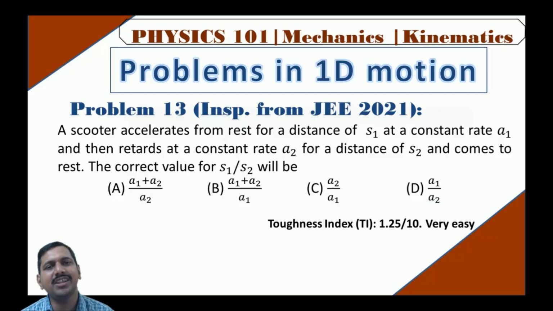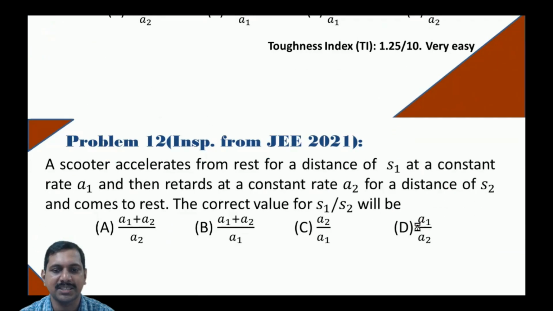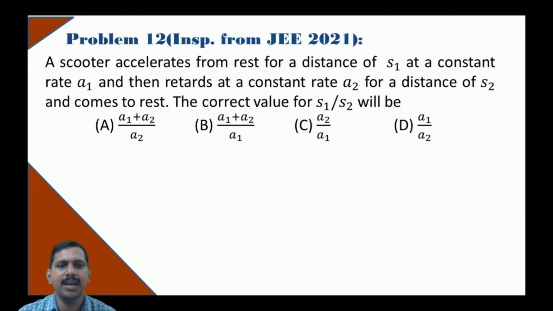Now let us see with the distance ratio, how much displacement has happened. So the question is the same as last one, but I've changed the distance here. A scooter accelerates from rest for a distance of s1 at a constant rate a1 and then retards at a constant rate a2 for a distance s2 and then comes to rest. The correct value of s1 by s2 will be, okay.